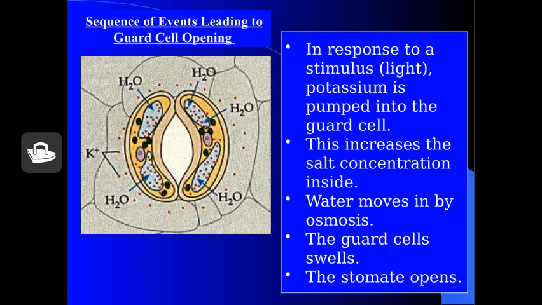Light stimulates potassium and other ions to be pumped in from the surrounding epidermal cells into the guard cells. And photosynthesis produces sugar in the light. Both of these increase the osmotic concentration in the guard cells so that water diffuses in and increases water pressure. The cells swell up and the pores open.